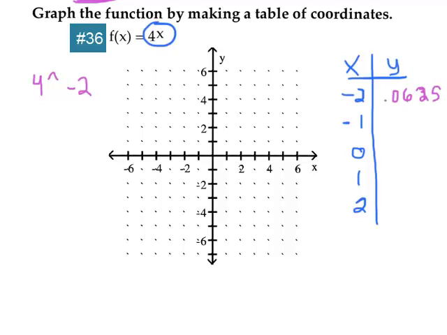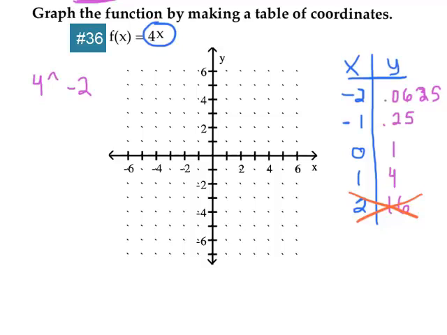0.0625. And then you do 4 to the -1, you get 0.25. And then 4 to the 0, which gives you 1, 4 to the 1, which gives you 4, 4 to the second power, which gives us 16. Now, we're not going to actually be able to fit this one on our graph, so we won't use that, but we'll use the other points.